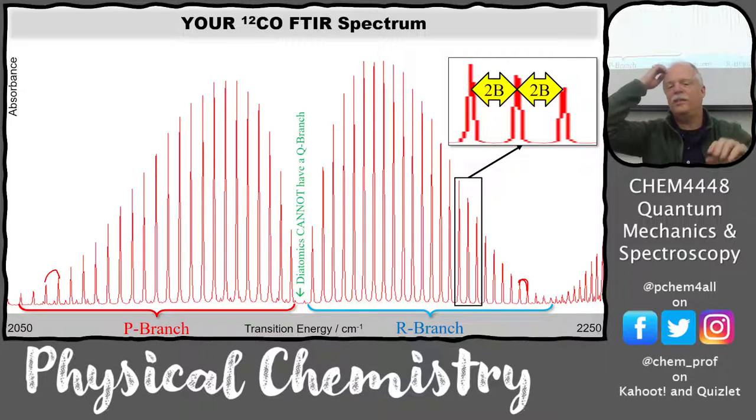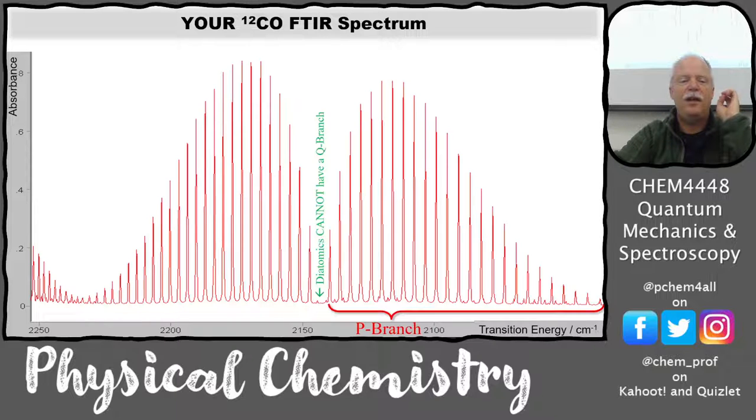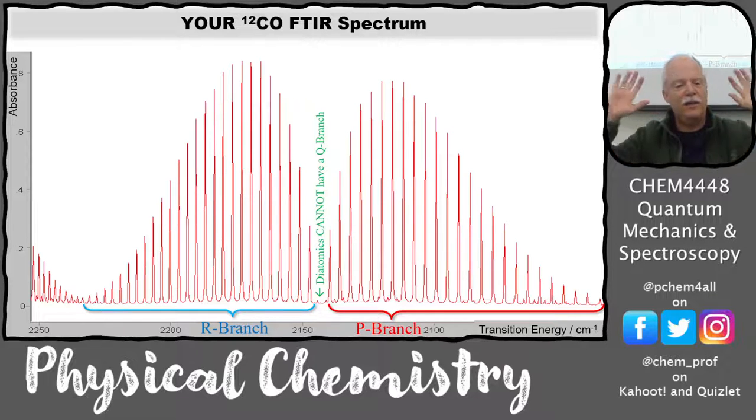Now, how do we identify which is the P branch and the R branch? Remember, the R branch is on the high side, high meaning high values of wave numbers. And so whether you get your spectrum and plot it this way, or you plot it the more traditional way where the high wave number values are to the left, here now the P branch is on the right and the R branch is on the left. So you have to look to see which is the high side of wave numbers. If you look at the x-axis and the high values for the wave numbers are on the left, then that's the R branch, and the P branch is on the low wave number side.